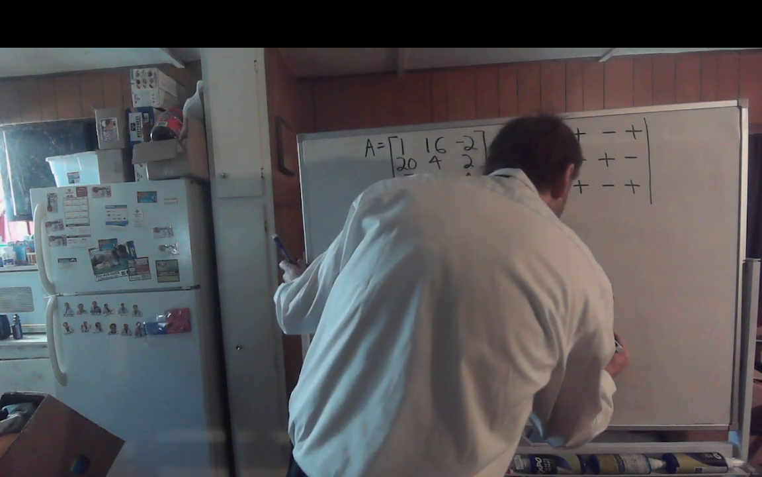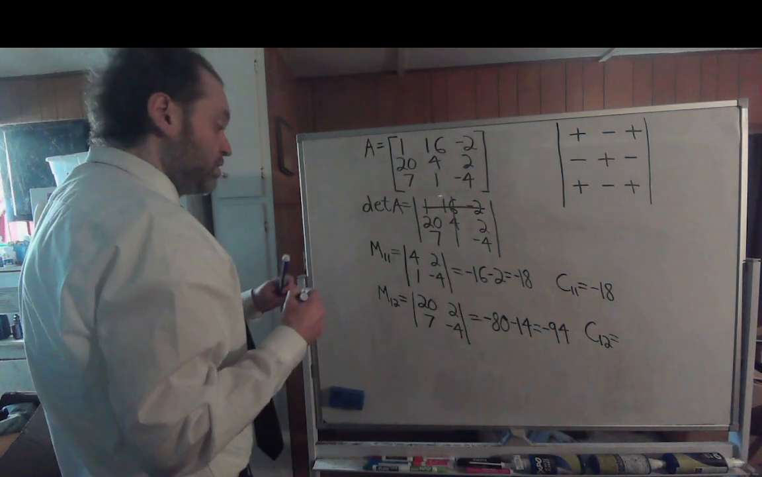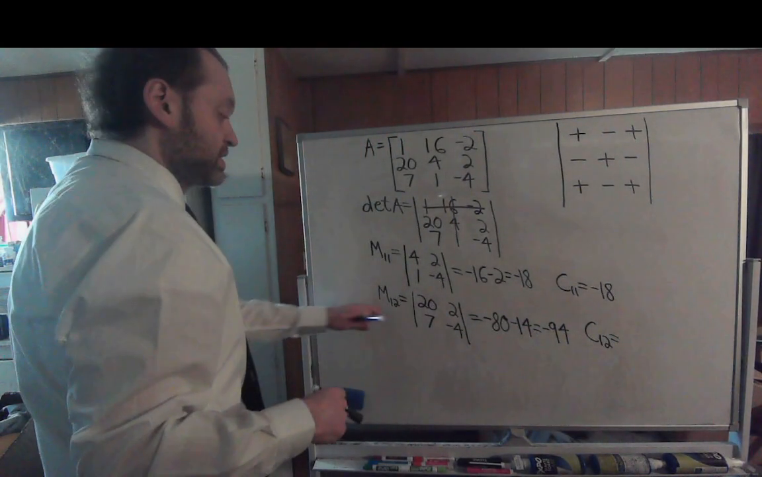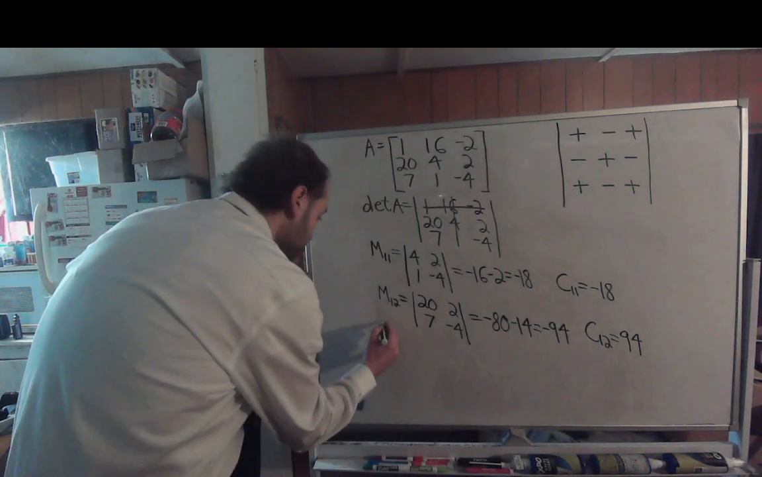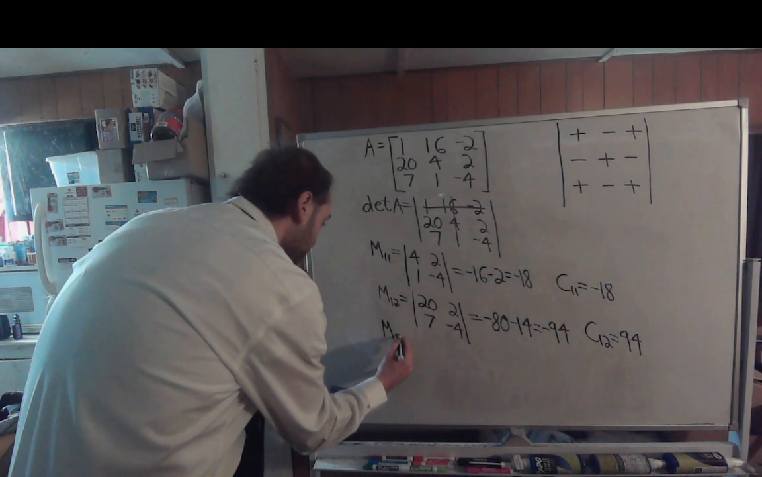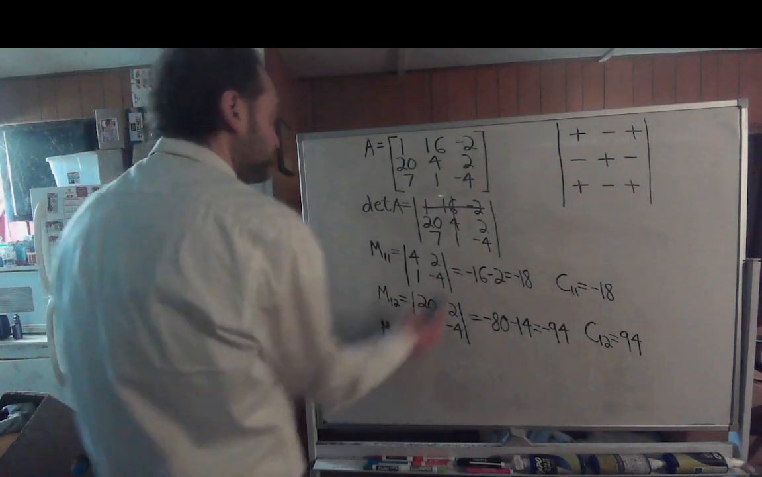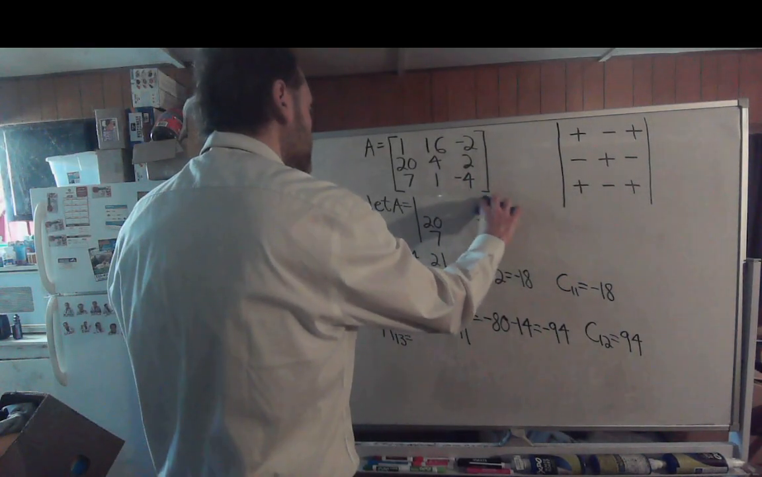Now let's find cofactor 1, 2. Well, according to the coefficient matrix, I need to take the negative of whatever my minor was. So negative 94 would be positive 94 for my cofactor 1, 2. Now let's go on to minor 1, 3. We'll rebuild this here again.